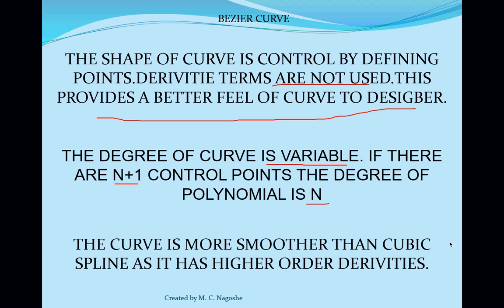The curve is smoother than the cubic spline as it has higher order derivatives. So smoothness depends upon the order of the polynomial. Basically, you have to understand this. You can think about drawing a quadratic curve, a cubic curve, and then you increase the order. You will find the smoothness of the curve keeps on increasing, and the smoothness depends upon how many times we can differentiate that particular polynomial.